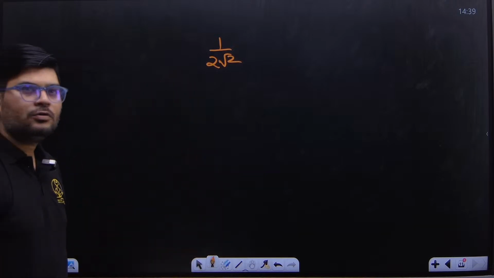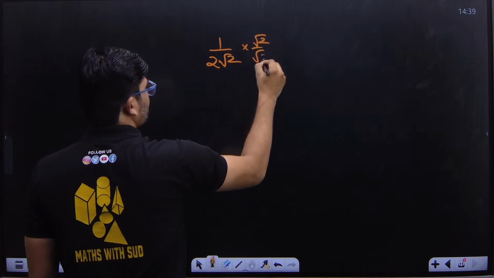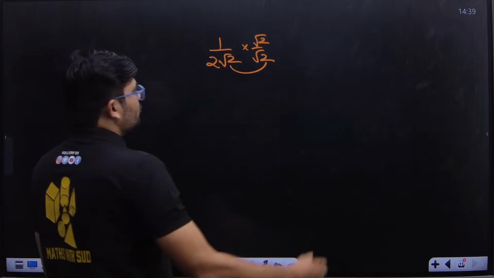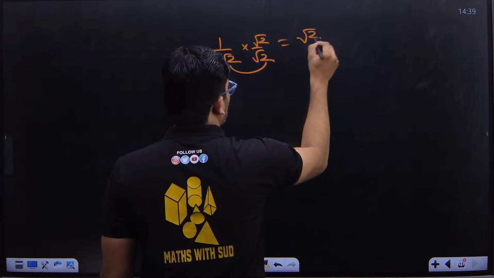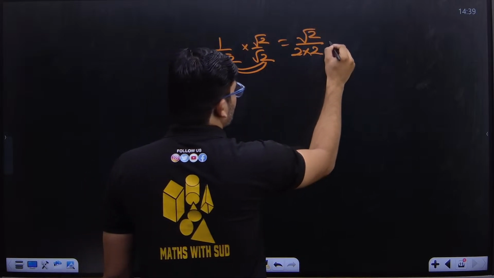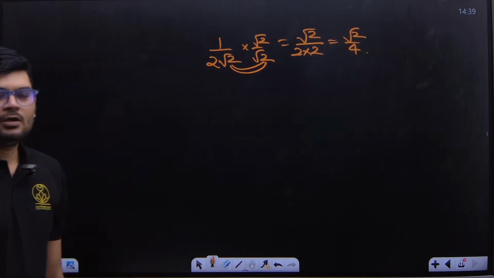Then what you will do? Then multiply the same number by the same value, because square root of square root means they will cancel each other's effect. So this will become under root 2 divided by 2 into this, under root 2 into 2 is 2. So it will become under root 2 by 4. Understood?